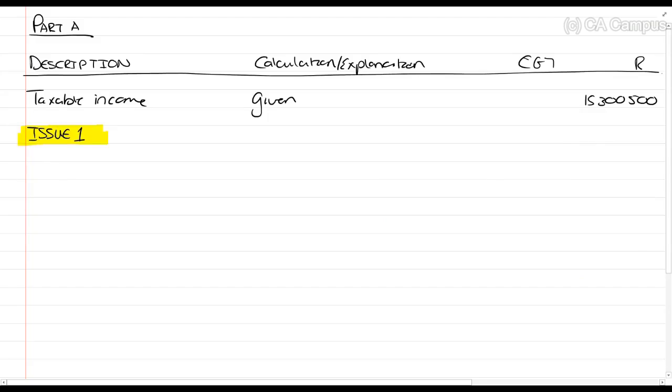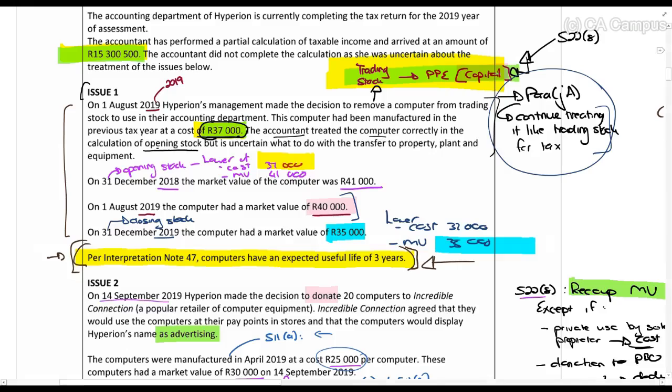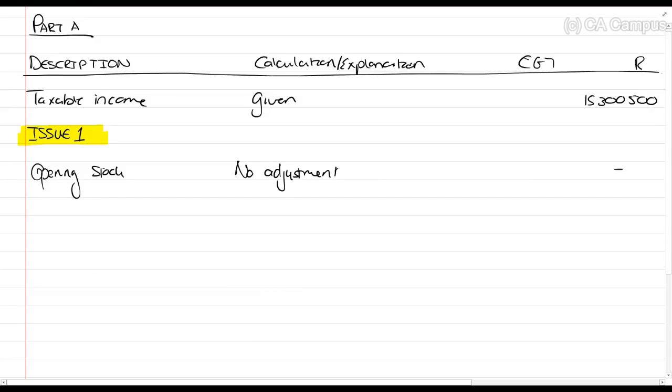So what I would suggest we do, just to show you, is to say opening stock, no adjustment. Some solutions have marks for it, some do not. That's why I've included it over here. So no adjustment. Then it's now the transfer. So the first thing is transfer to PPE. Now this is where there would usually now be a disposal that you'd have to discuss and so forth.